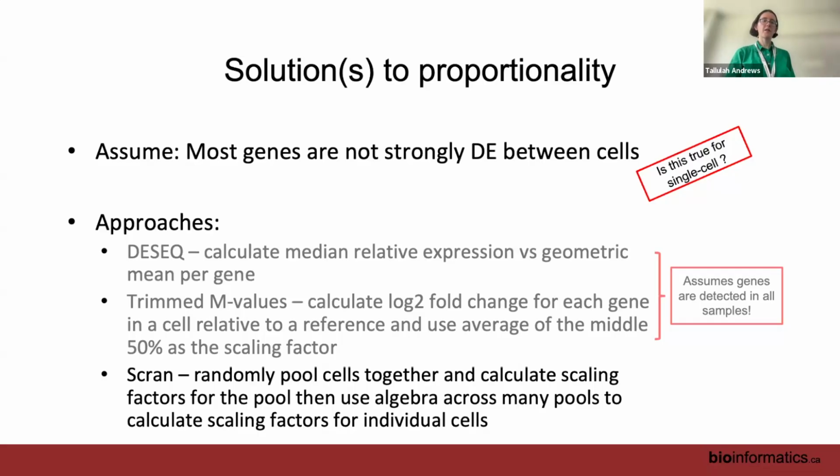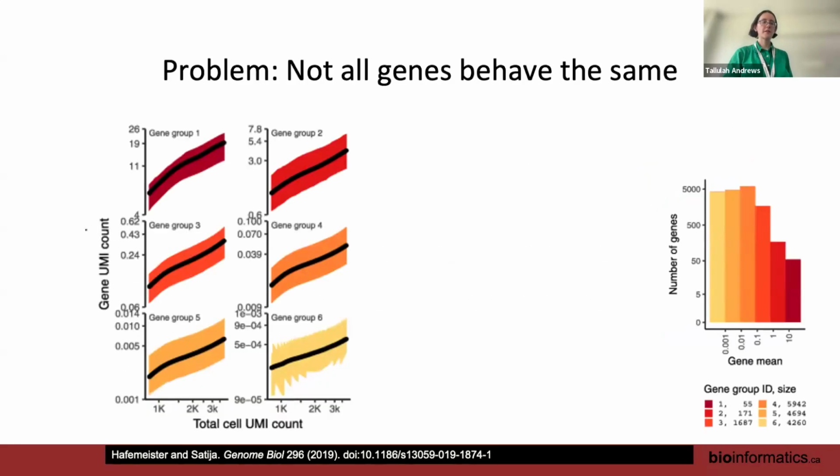That was the state of the art for a while, until SCTransform was created by the creators of Seurat. They noticed that not all genes behave the same. Here, each of these plots looks at the expression of a gene, or a group of genes, on the y-axis versus the total expression in the cell on the x-axis. We see a positive relationship where cells with more total UMIs have higher expression of all of their genes.